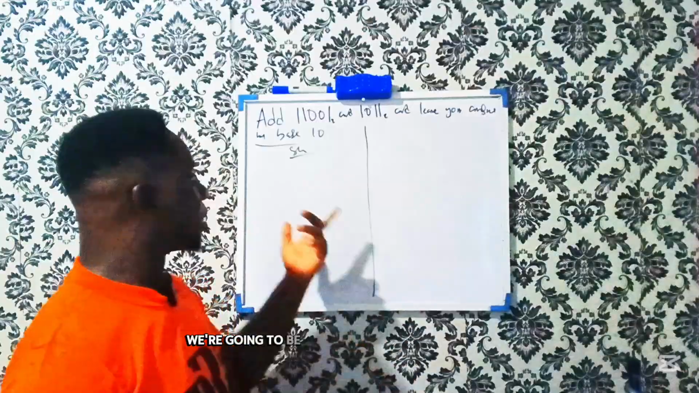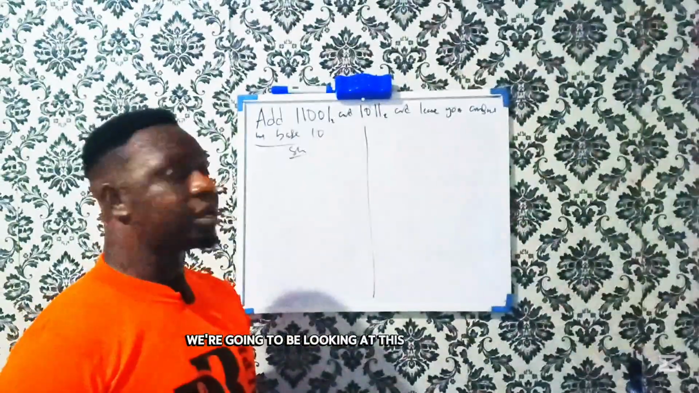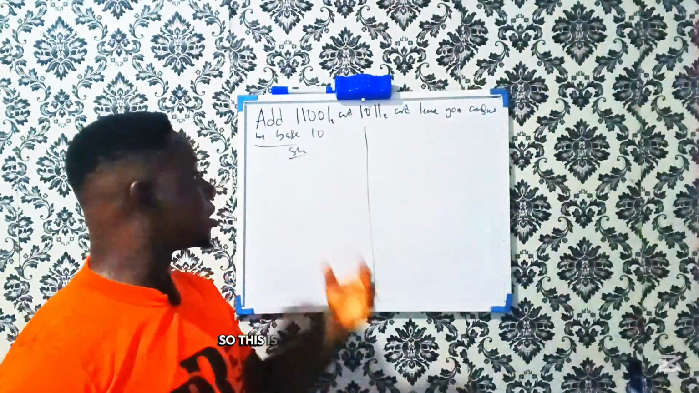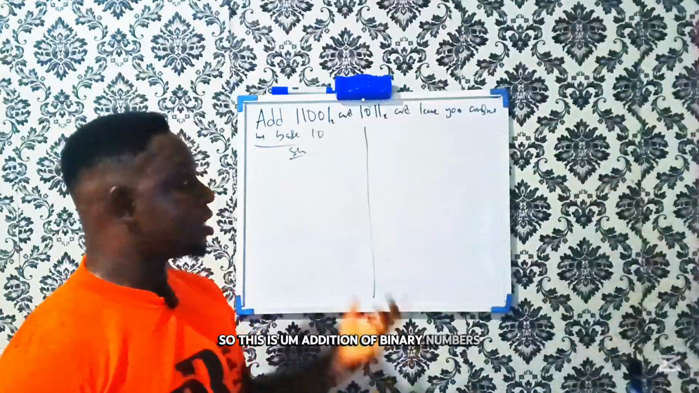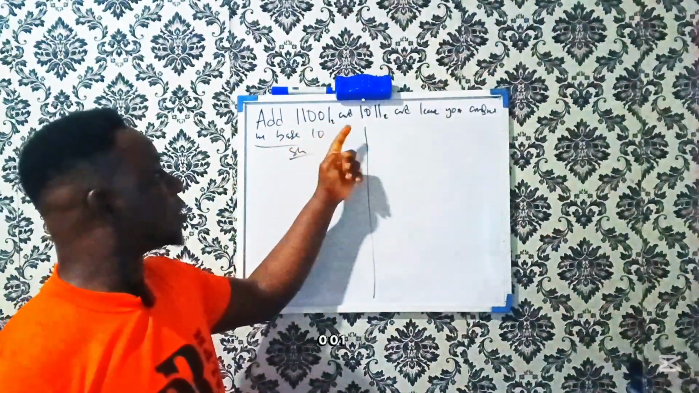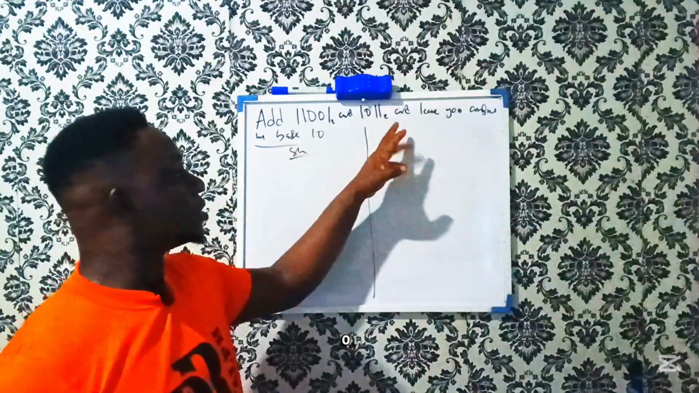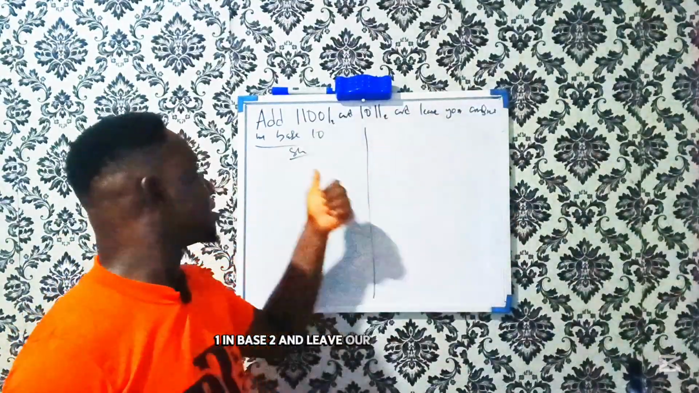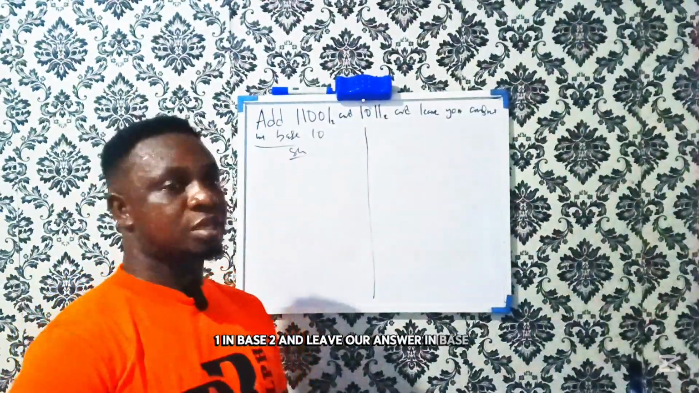Today we're going to be looking at this binary question. This is addition of binary numbers. You can see we are asked to add 11001 and 1011 in base 2 and leave our answer in base 10.